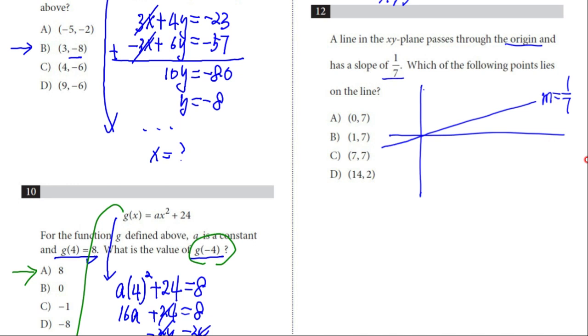Okay. Now, question: which of the following points lies on the line? (0, 7), or x coordinate 0, y coordinate 7, maybe around here, right? (1, 7) around here, (7, 7) around here. Yes. Please note that the first 3 points cannot be placed on the line. But how about (14, 2)? (14, 2) will be around here, right?